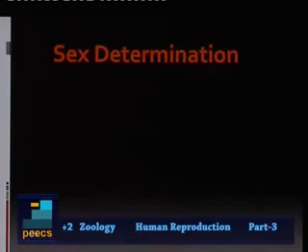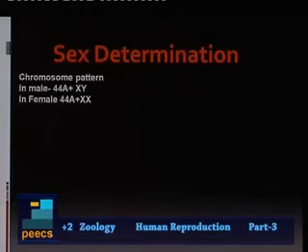Now we are going to discuss sex determination in humans. In human beings, male individuals have the chromosome pattern shown here, 44 autosomes plus XY condition. The sex chromosomes are one X chromosome and one Y chromosome. In the case of female, the chromosome pattern will be 44 autosomes and 2 X chromosomes. So this is the chromosome pattern.